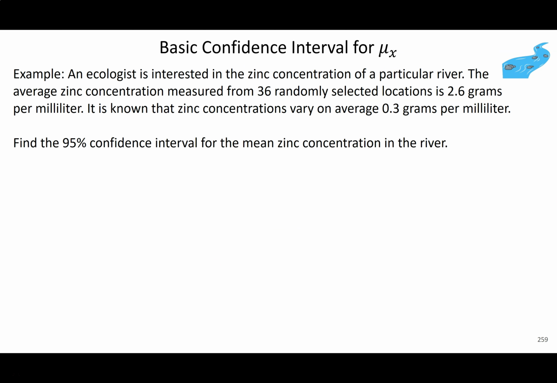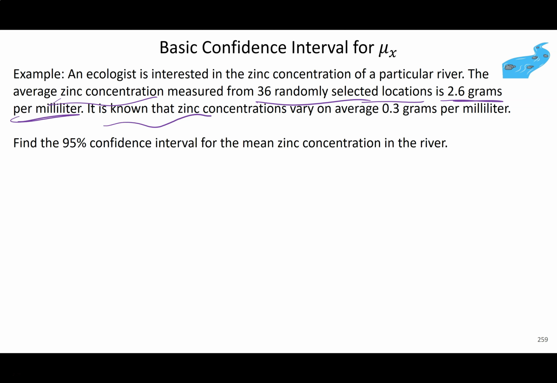Okay, so here's our example, and we'll use this one a little bit throughout the rest of this one. We have an ecologist. They have this river, and they're really interested in the zinc concentration in this particular river. So they randomly select, I'm not sure how, 36 locations on this river, and I don't know how big they are. And they find the average zinc concentration in those 36 locations. It's 26 grams per milliliter.